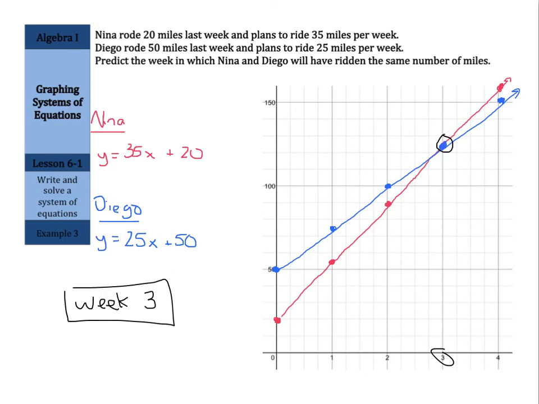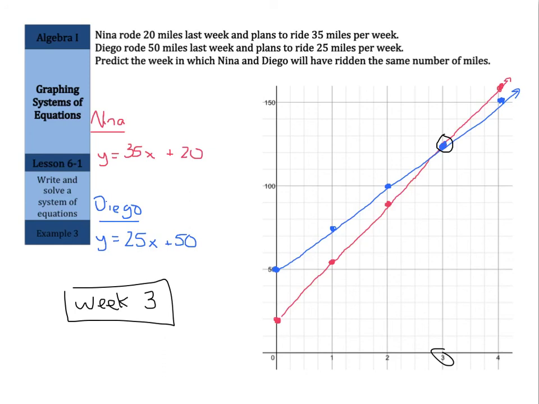And that's it for this lesson. So just to refresh, we have systems of equations. If a system has at least one solution, it's consistent. It's consistent and independent if there's exactly one solution. It's consistent and dependent if there's an infinite number of solutions. It's inconsistent if there's no solutions.